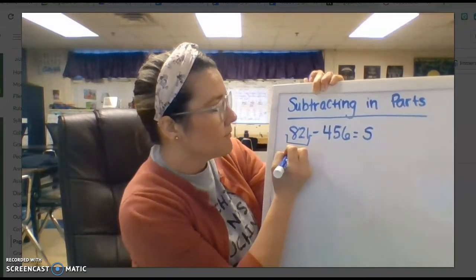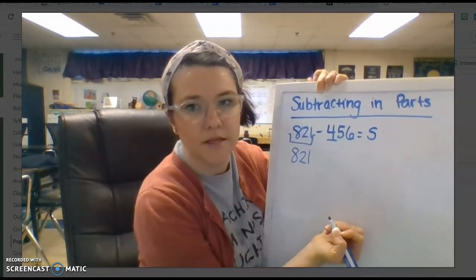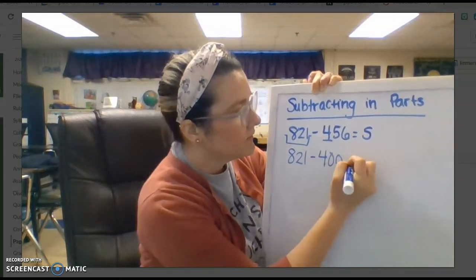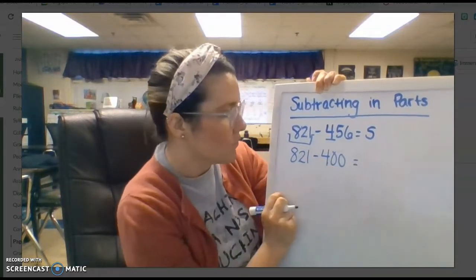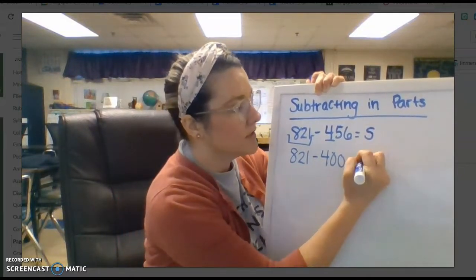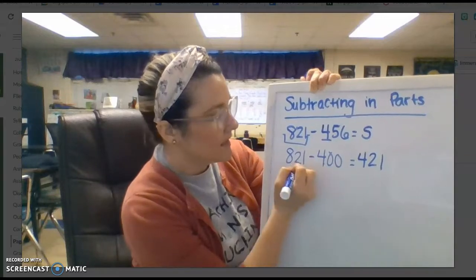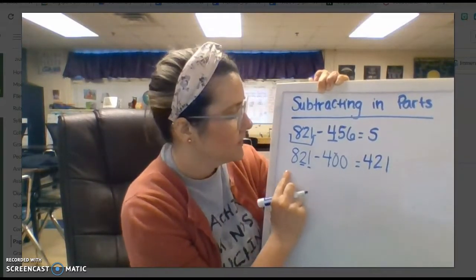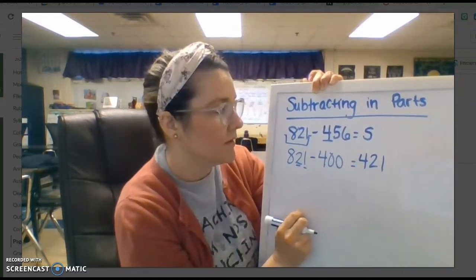I'm keeping that first number whole, and I'm going to go ahead and subtract my hundreds place, okay? So 821 minus 400, okay? Well, I have 800 here. I'm not subtracting any more tens or ones, so my 21 will remain the same. But 800 minus 400 is 400, then 21. My tens and my ones did not change. I did not take any from my tens or my ones. So 821 minus 400 equals 421.